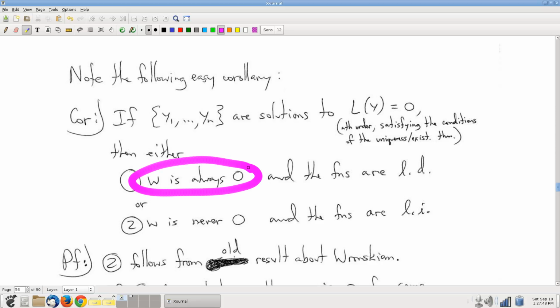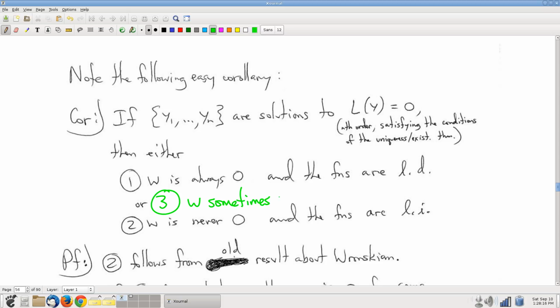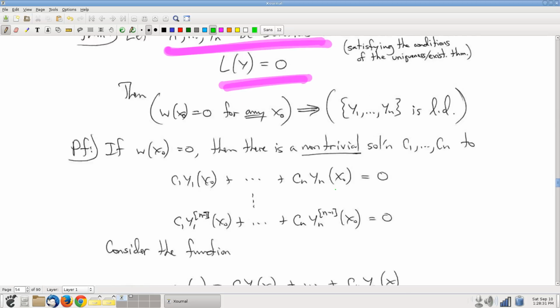If the Wronskian is always 0, well, then by the theorem that we just proved, we get that the list is dependent. So the individual two cases are not hard to understand. The tricky part about this theorem is how do we know that there isn't this third case? One would think that there's a third possibility, which is that the Wronskian is sometimes 0. And what would that mean? And why is that not listed as one of these cases? What if the Wronskian is sometimes 0? Well, the thing is the theorem we just proved actually addresses that.